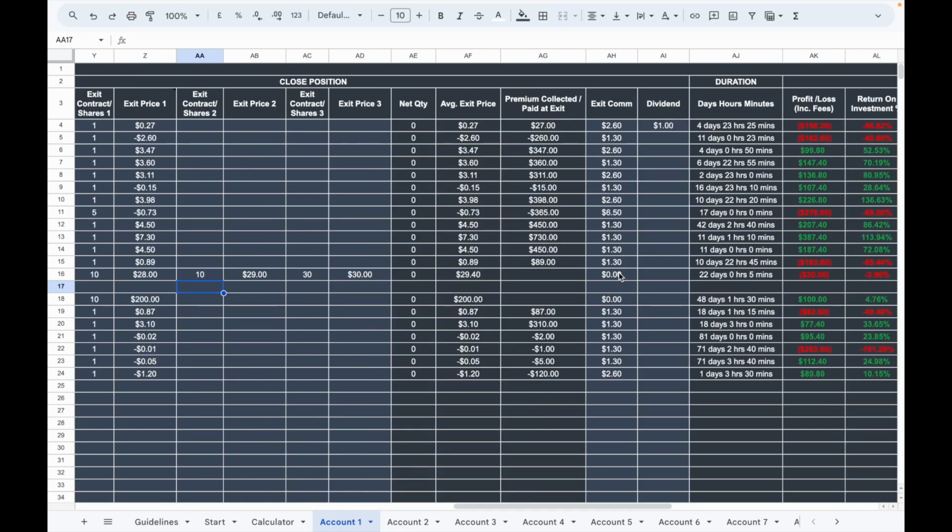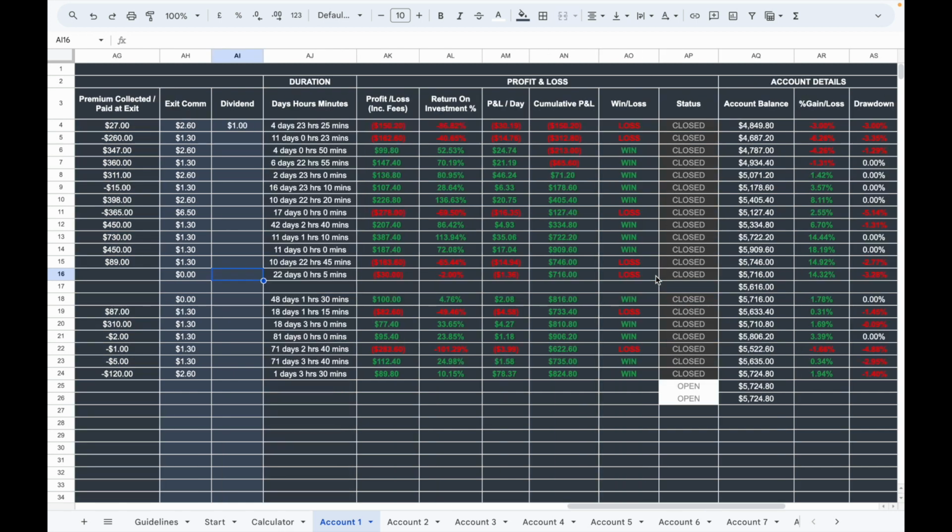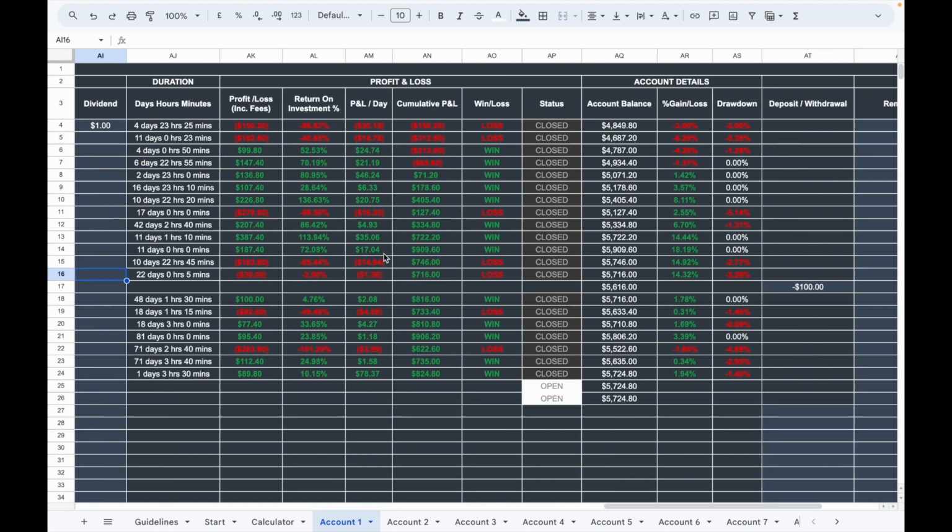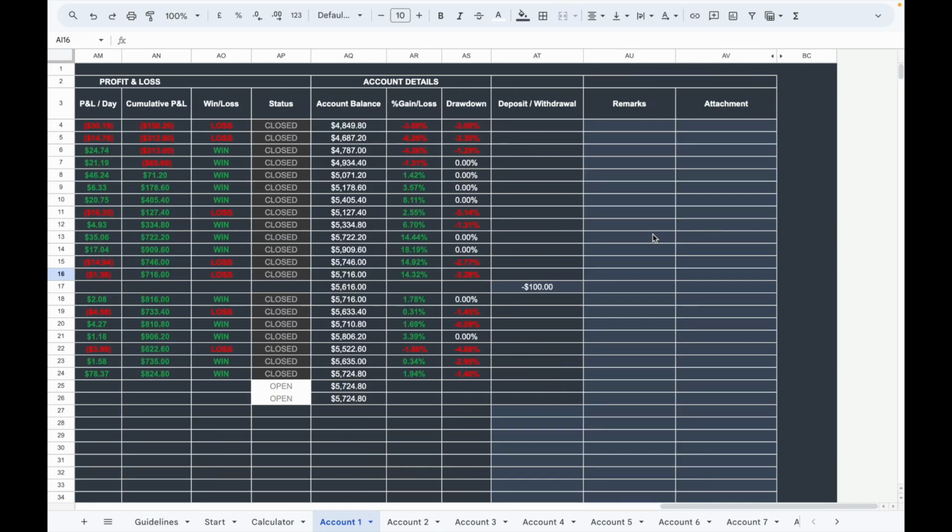Then enter the commission when you exit the trade and enter the amount of dividend if you receive any dividend when holding the shares. The columns under the dark gray cell will show you the duration of the trade, profit and loss, return on investment, P&L per day, cumulative profit and loss, win or loss status, account balance, percentage gain or loss, and the account drawdown.